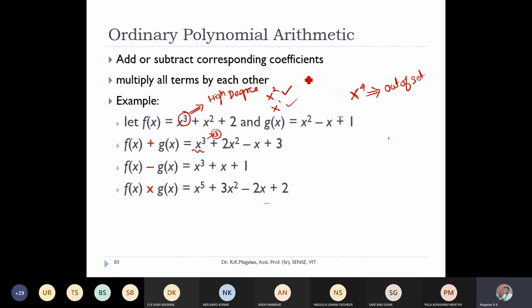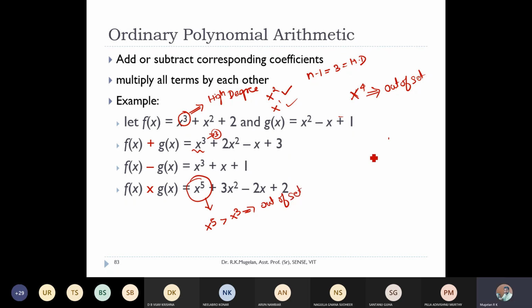Here n minus 1 is equal to 3. N minus 1 is the highest degree, which is equal to 3. Whereas if you multiply these two, I'm ending up with a degree which is x power 5. So x power 5 is greater than x power 3. So therefore it is moving out of the set.